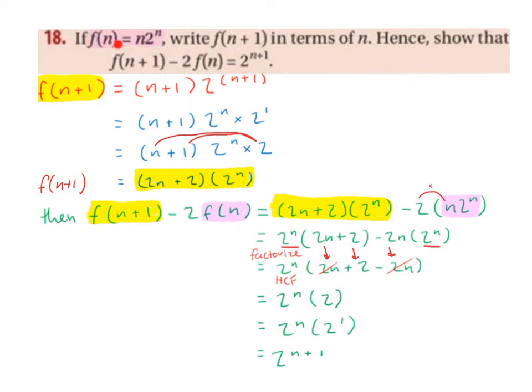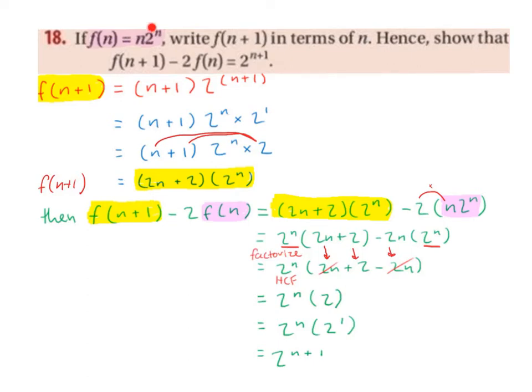If f of n is equal to n multiplied by 2 to the power of n, then write f of n plus 1 in terms of n. Hence, show that f of n plus 1 minus 2 times f of n equals 2 to the power of n plus 1. So we're going to start off with writing f of n plus 1 in terms of n. That means we want n in our answer. It doesn't mean solve for n.